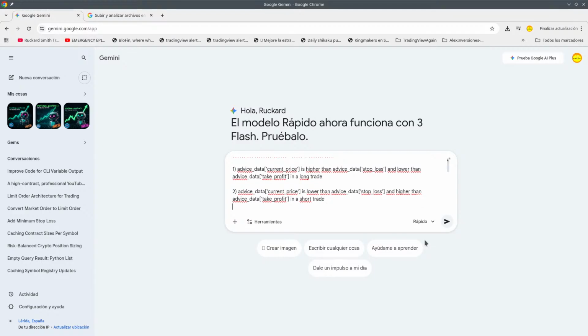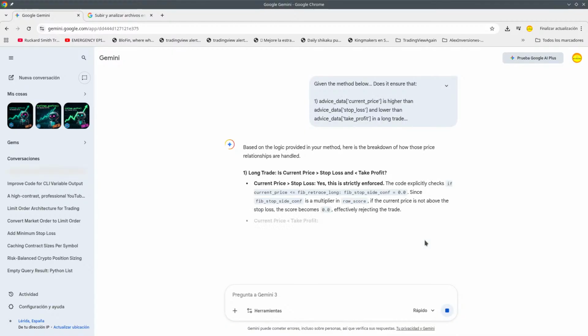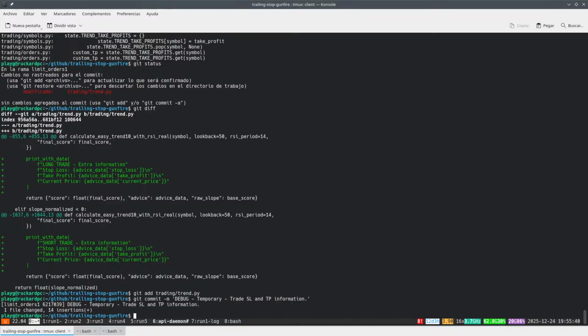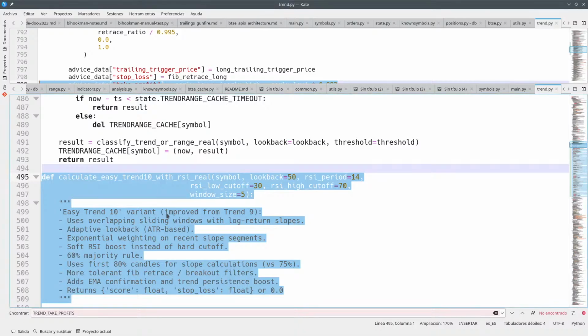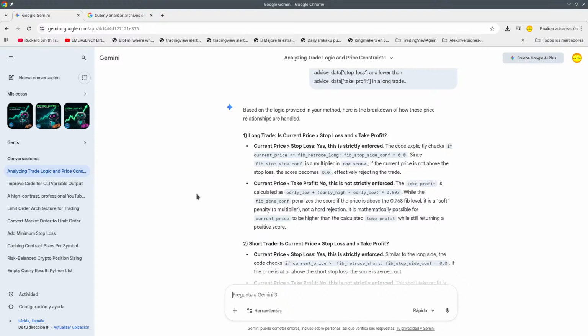So let's put the thing here, because I think that there's something wrong in here, but I'm not sure. So let's see what Google Gemini says. Based on the logic provided in your method, here is the breakdown of how those price relationships are handled. First of all, long trade: is the current price bigger than the stop loss and less than the take profit?